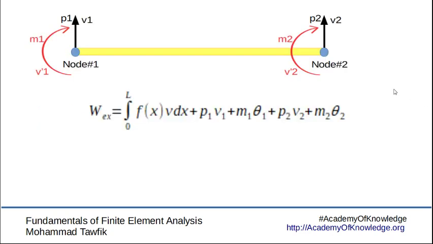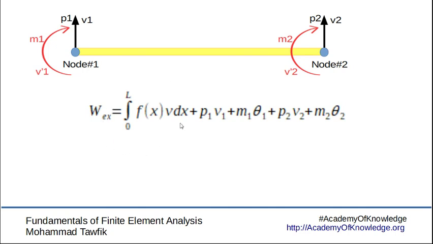Starting with a term for the external work done by the external forces, we can define it first with those two terms, P1 V1, which comes from the direct definition of work. It's the force times the displacement. And P2 V2, also the force times the displacement at this point. If you recall from mechanics, moments can also exert work, which is defined as the moment times the angle of rotation. So from the concentrated moment, the work done will be M1 times theta1, the rotation angle, and M2 times theta2 at this node.